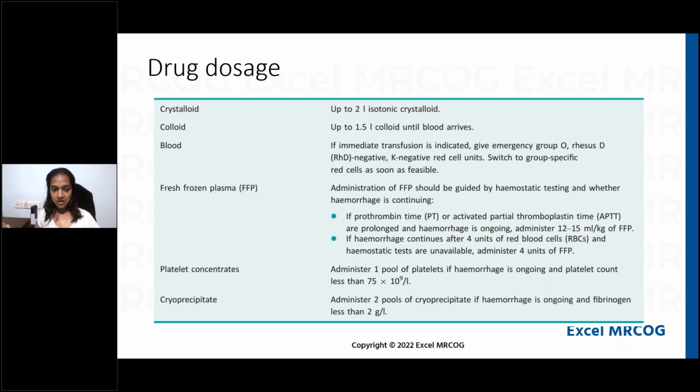Fresh frozen plasma and cryoprecipitate may have to be considered. Fresh frozen plasma, if your prothrombin time or APTT is prolonged and the hemorrhage is ongoing, 12 to 15 ml per kg. And if the hemorrhage continues, your APTT-PT is not available, you have already transfused 4 units of RBCs, then you need to transfuse 4 FFPs. This is something that you should remember, because they can ask you specific questions.